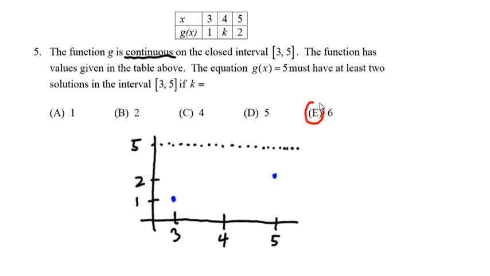It's going to be this one, e, because if we're up here at 6, if k is 6 up here, then the function is going to have to, at some point, cross 5, and then eventually cross 5 again. So a little schematic could have really helped with this one.